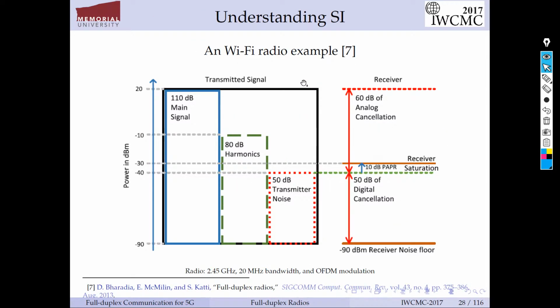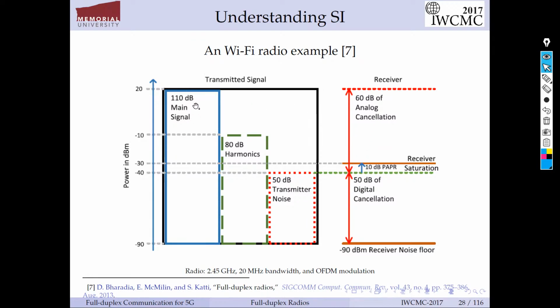So in a practical Wi-Fi radio, you have your transmitted signal. The main signal can range from minus 90 dB to 20 dB, which amounts to almost 110 dB main signal. And the harmonics, which we call the side lobes, are usually up to 80 dB. And then you have the noise and the signal from the other transmitter, which is around 50 dB.